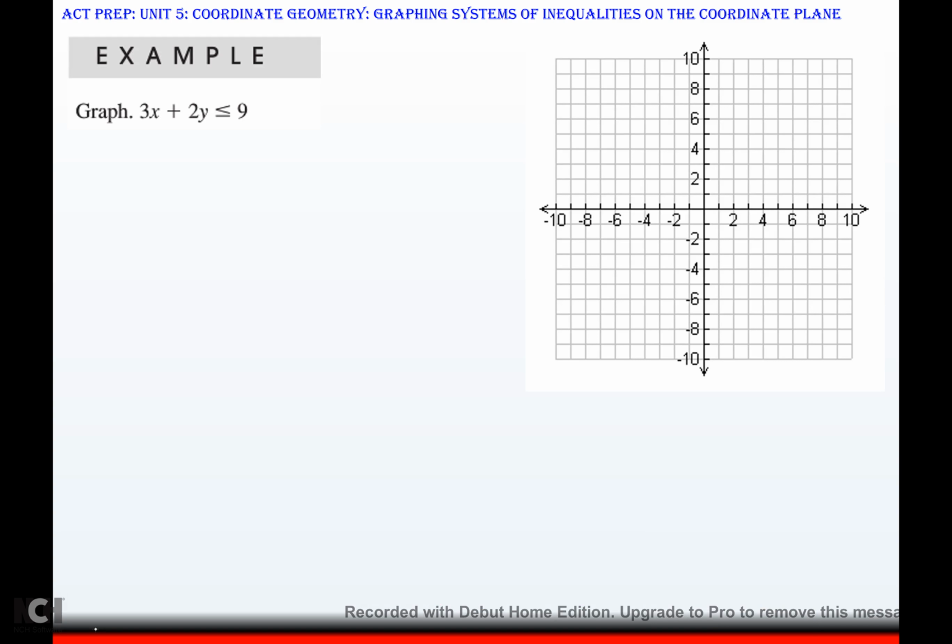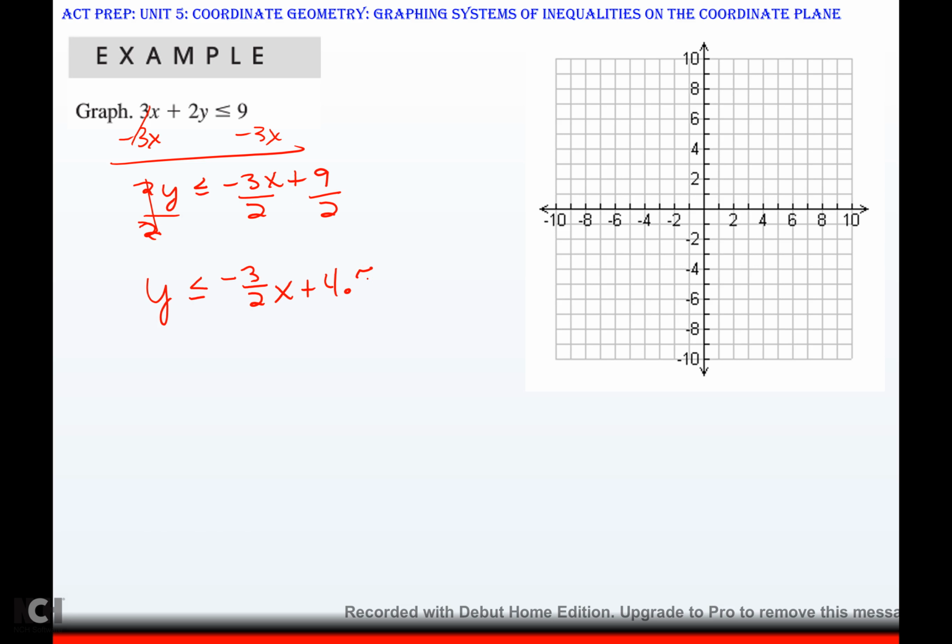To graph this, first of all, we're going to get y alone. So minus 3x, minus 3x, I have 2y less than or equal to negative 3x plus 9. Divide by 2, divide by 2, divide by 2. I get y is less than or equal to negative 3 halves x plus 4.5. So I'm going to start at 4.5, there's b. I go to the 4.5 floor. He's not there. The monkey says go down 3 and over 2. Everything's the same as if that was an equal sign.